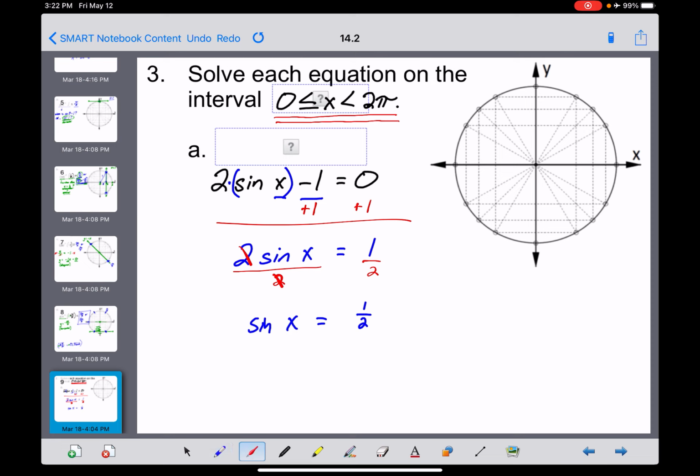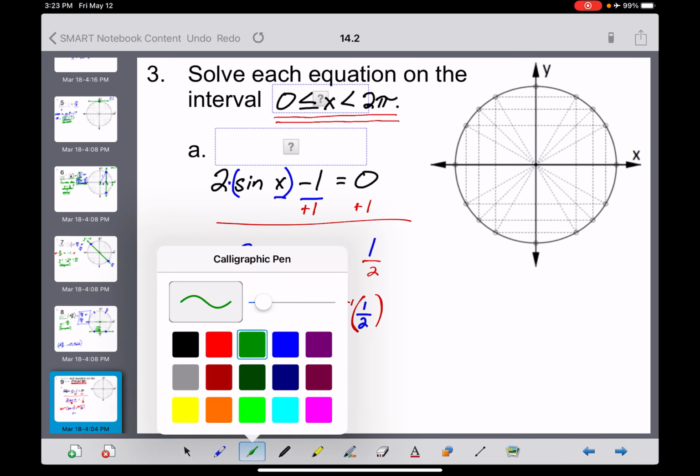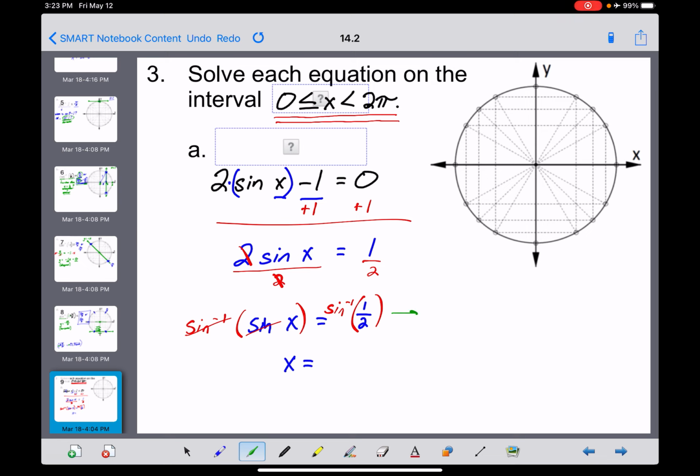And from there, what we really want to do is take the inverse sine of both sides. Okay, inverse sine and sine cancel each other out, and we're going to get x equals. And now what we need to evaluate is the inverse sine of 1/2. So back to what I was just doing at the end of the previous video then, inverse sine of 1/2.